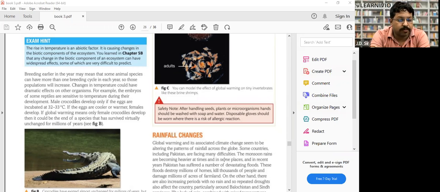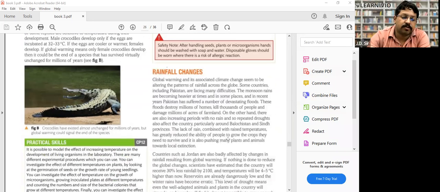If global warming means only female crocodiles develop, then it could be the end of the species that has survived virtually unchanged for millions of years, right? If the temperature becomes higher or lower, then only female formation will take place, male formation will not take place. Then it will imbalance the population, or it will remove this species from the world, because either the males or the females will increase. That is not going to carry on the population.